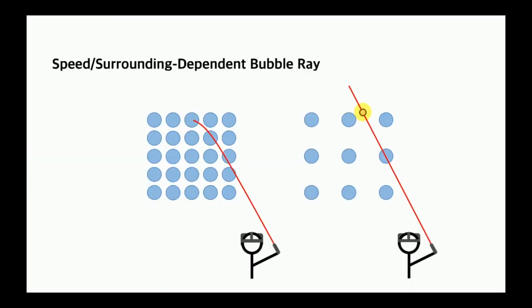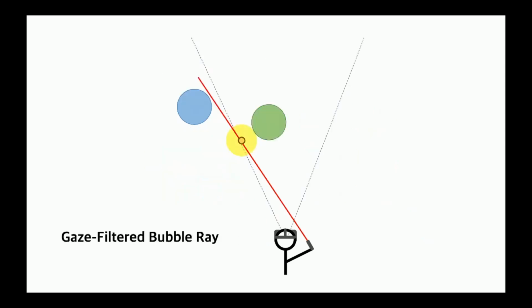We propose some improvements over the bubble rays as our future work. First, we have speed-dependent bubble ray. In sparse cases, the bubble ray remains the same, but in dense cases, or when the user's rate is slow, it becomes a sticky ray to make fewer selection errors. Or we can combine the gaze with the bubble rays. With gaze, we can only consider targets within the user's gaze region to avoid some unintentional selections.